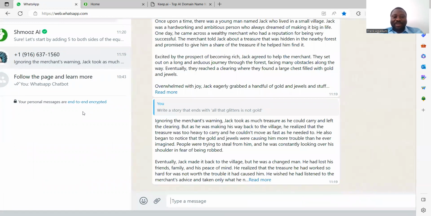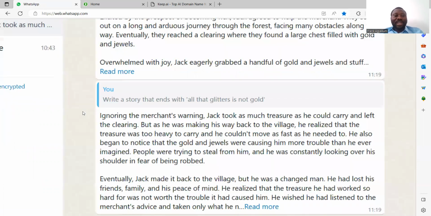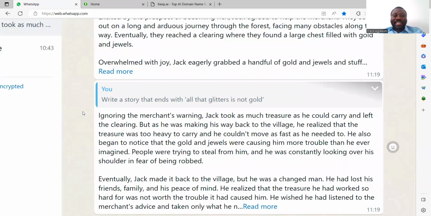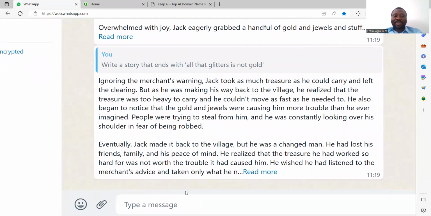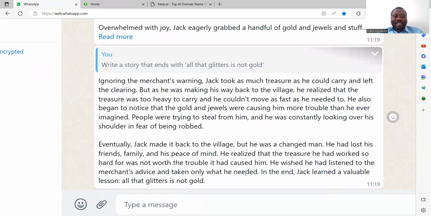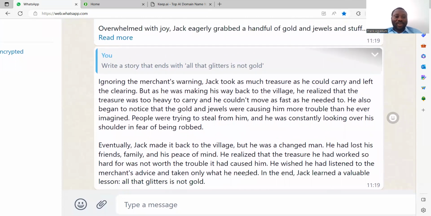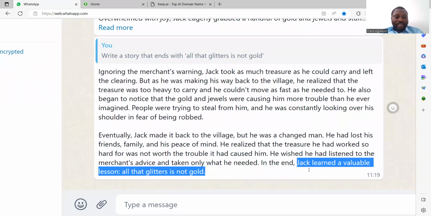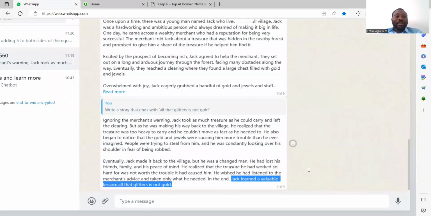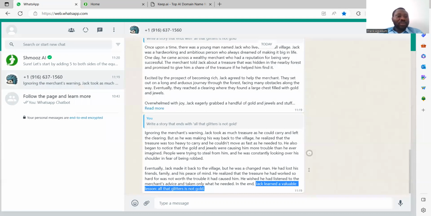Now, Keepi-ai has solved our question for us. Write a story that ends with all that glitters is not gold. This is the answer it has given us. Ignoring the merchant's warning, Jack took as much treasure as he could carry and left the clearing, and so on. Then it ends here with this: Jack learned a valuable lesson. All that glitters is not gold. The answer has been given to you on WhatsApp. Okay, good. So this is for the Keepi-ai WhatsApp chatbot.